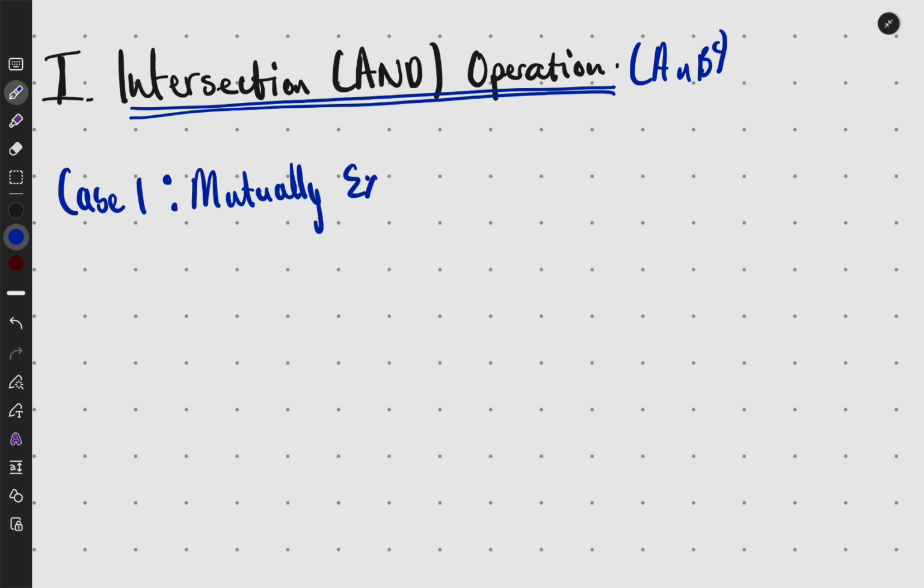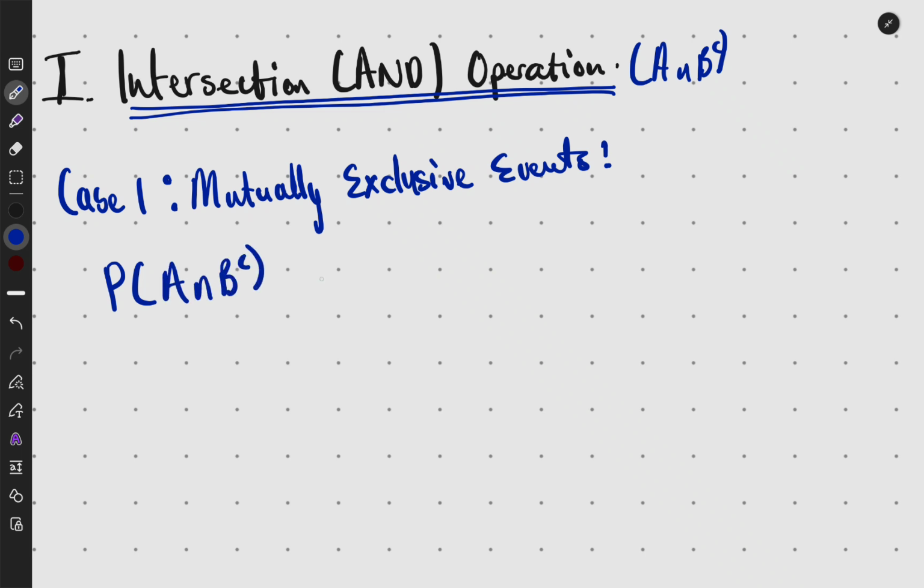For mutually exclusive events, we want to see the probability now. We want to see how we can get it. We'll be saying the probability of A intersection B complement is just going to be 0. Oh, really? Yes. Why is it 0? Because A intersection B complement is an empty set. So the probability of getting nothing is 0.